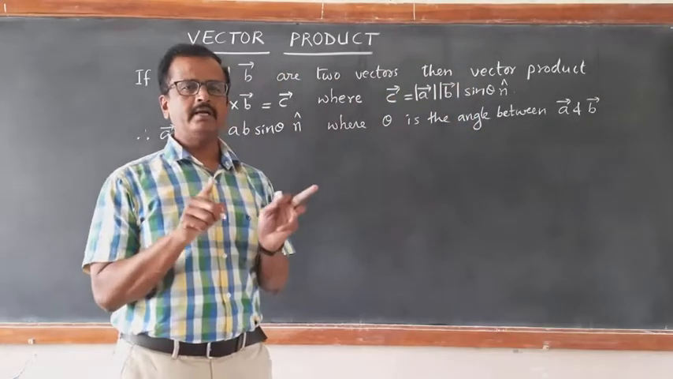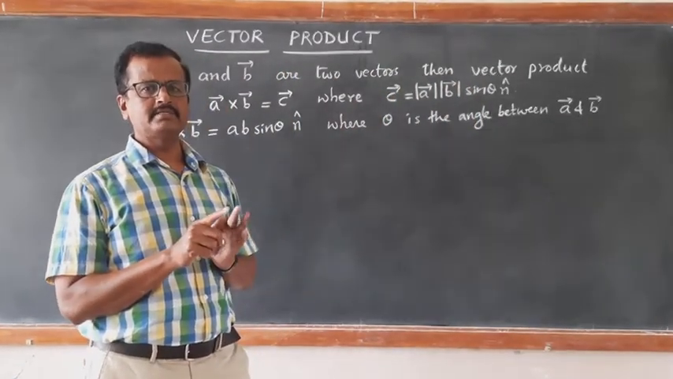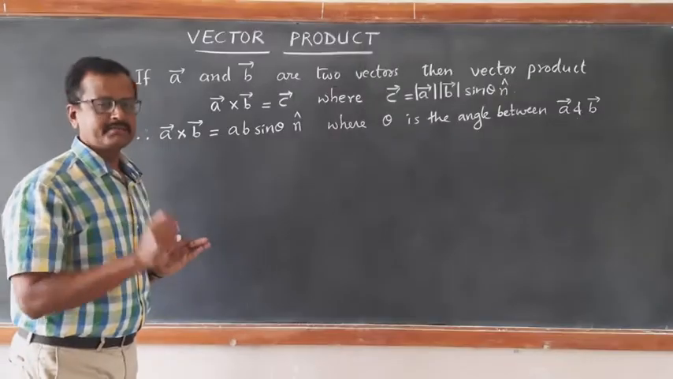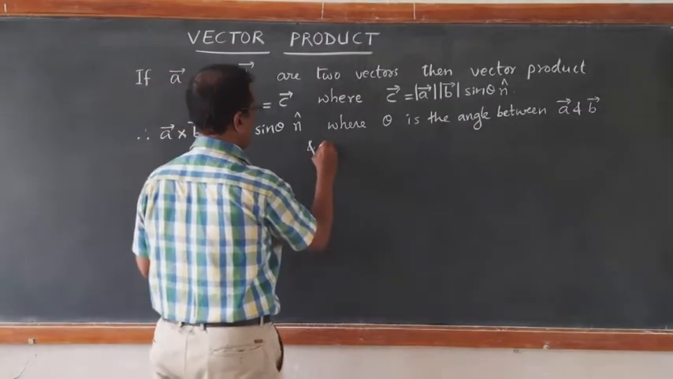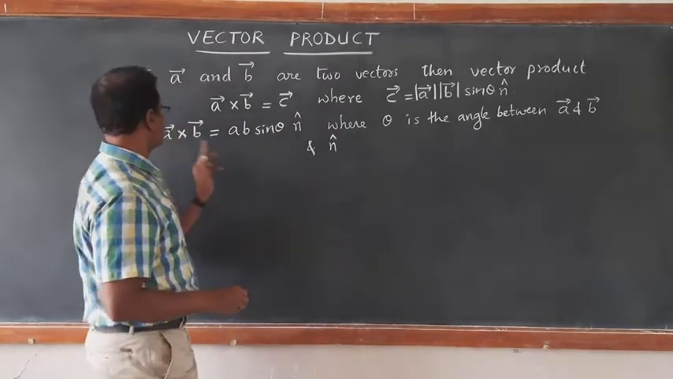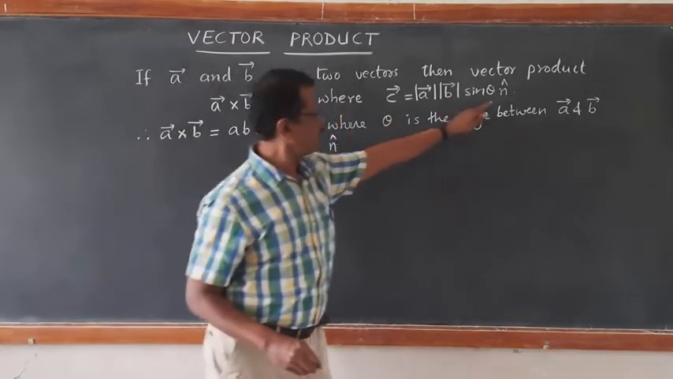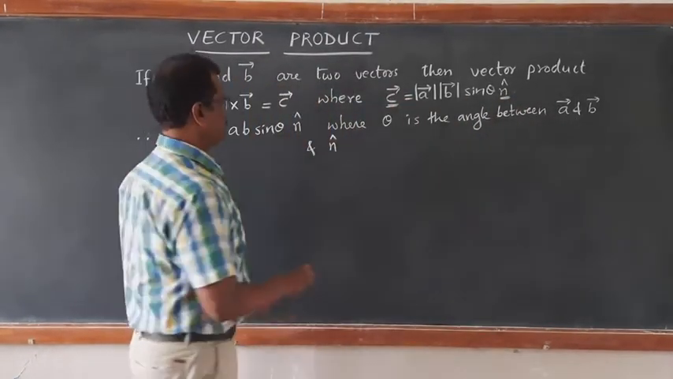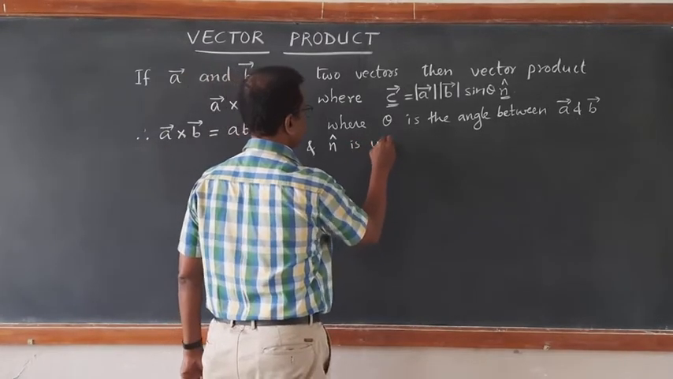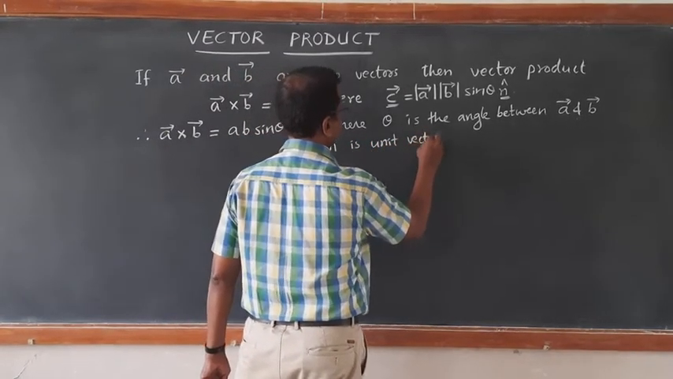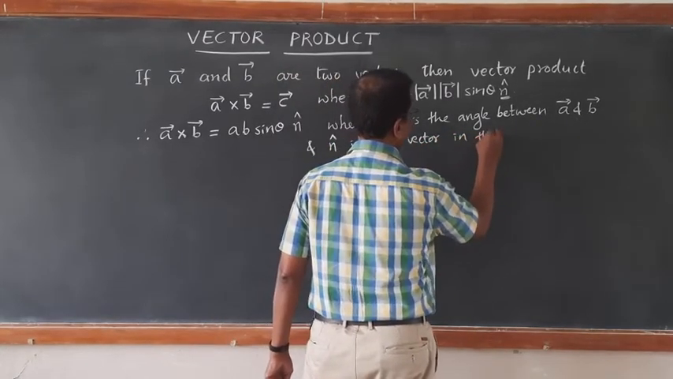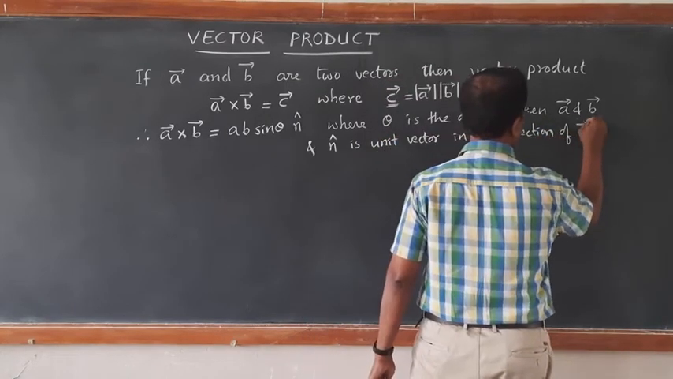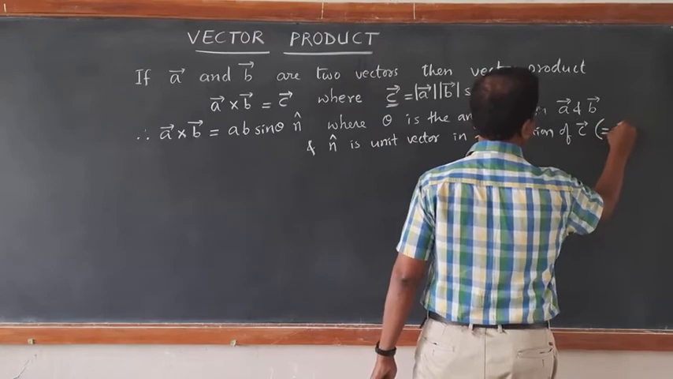These two vectors are at two different angles. They are not acting in the same direction. They are at two different directions, acting at a point with some angle theta between them. And n cap represents the direction of this C. N cap represents the direction of the result. N cap is the unit vector in the direction of C. That is, what is C? A cross B.